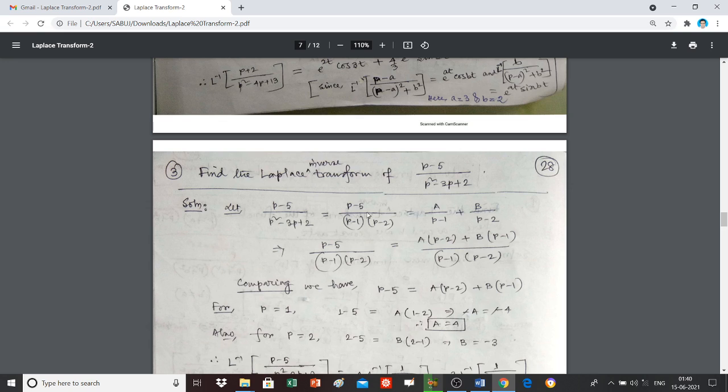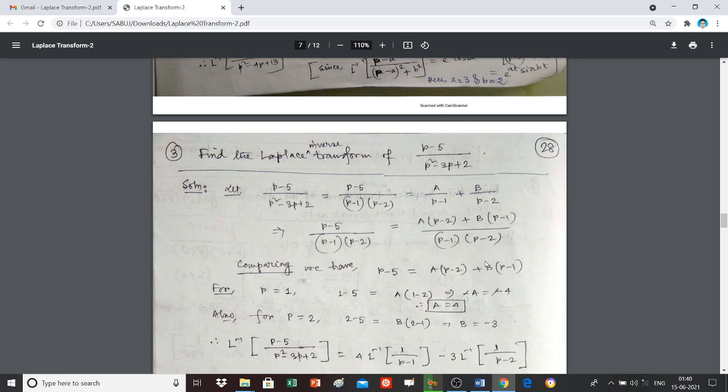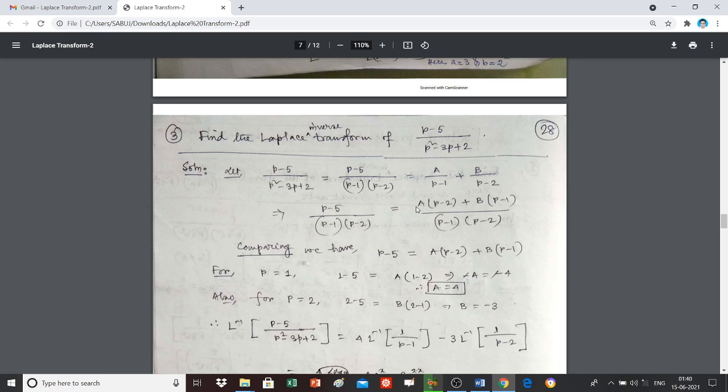That can also be written in the form A/(p−1) plus B/(p−2). You can write this in this way, and simplify this, then it would give you A(p−2) plus B(p−1), where we are to find the values of A and B. So this will provide you [A(p−2)+B(p−1)]/[(p−1)(p−2)]. Now just compare both sides of this equation. We'll have p−5 equal to A(p−2) plus B(p−1).